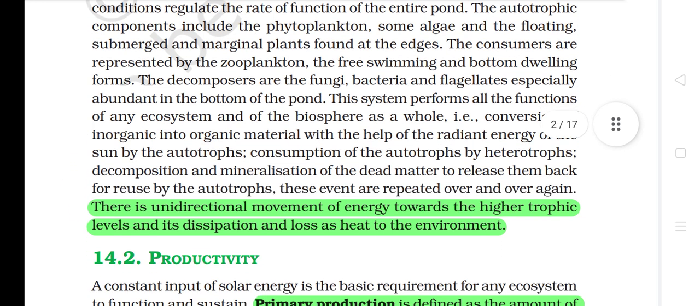The autotrophic components include the phytoplankton, some algae, and the floating, submerged, and marginal plants found at the edges. The consumers are represented by the zooplankton, the free-swimming and bottom-dwelling forms. The decomposers are the fungi, bacteria, and flagellates, especially abundant at the bottom of the pond.